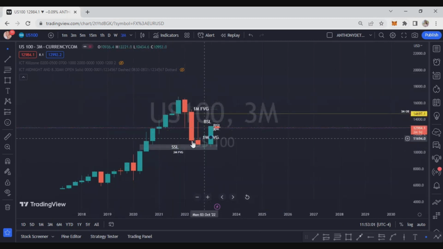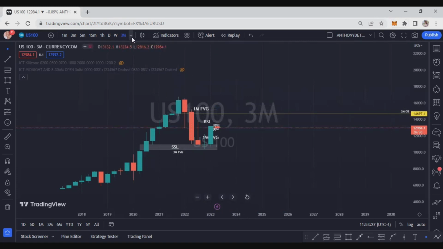So price traded into this 3 month FVG and created a swing low here. I'm expecting price to move up and possibly take out the next high, and my next draw on liquidity on the 3 month time frame would be this 3 month order block here. Possibly we can also use this 3 month order block here.